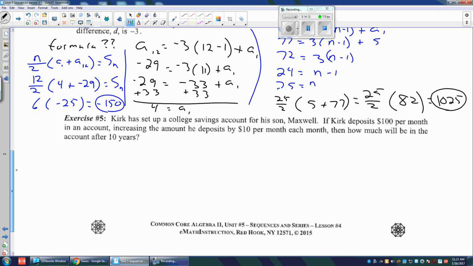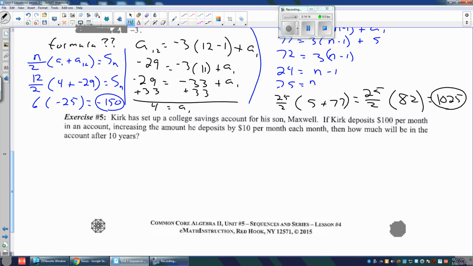In exercise 5, Kirk has set up a college savings account for his son, Max. If Kirk deposits $100 per month in an account, increasing the amount he deposits by $10 per month, then how much will be in the account after 10 years? Well, 10 years is 120 months.